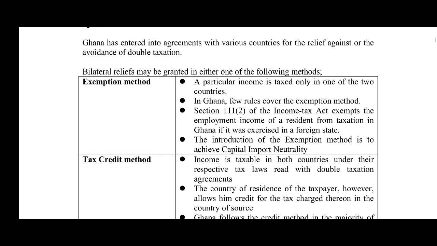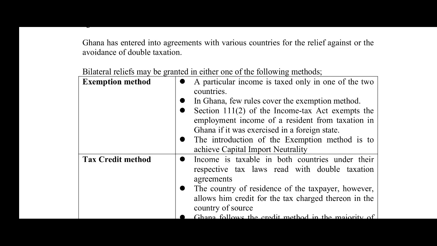So bilateral reliefs may be granted under the following methods. The first method is the exemption method. With the exemption method, a particular income is taxed only in one of the two countries. In Ghana, a few rules cover the exemption method. For instance, section 111 subsection 2 of the Income Tax Act exempts the employment income of a resident from taxation in Ghana if it was exercised in a foreign state. So if you were employed in a foreign state and you meet some particular conditions, then you are exempted from tax in Ghana.